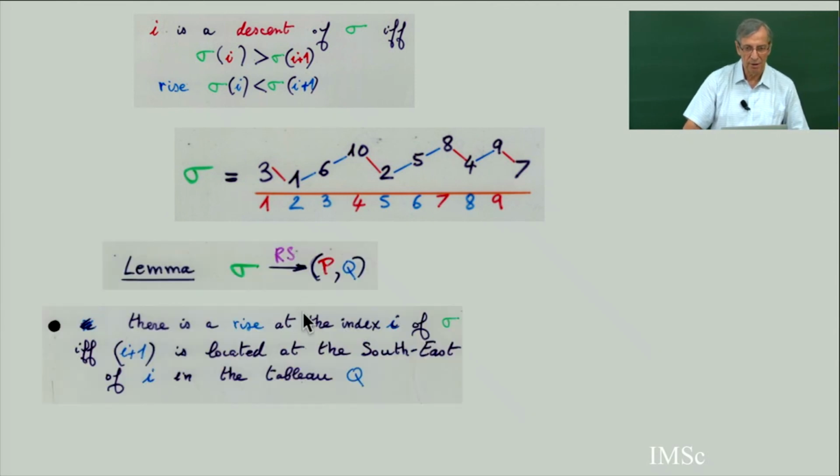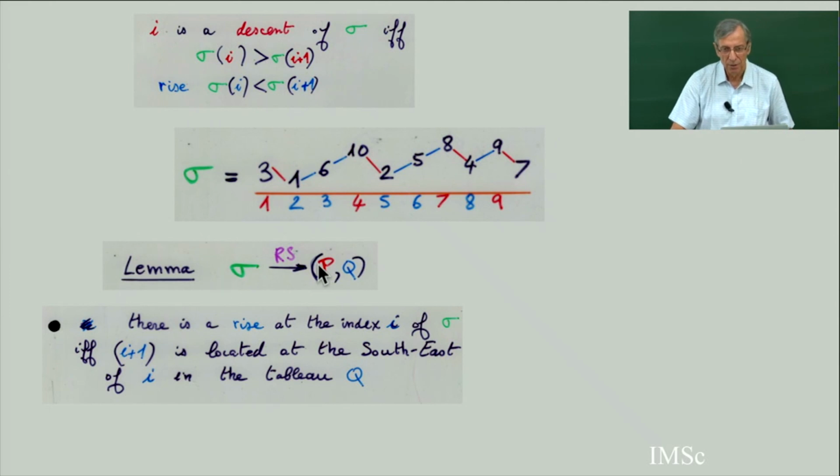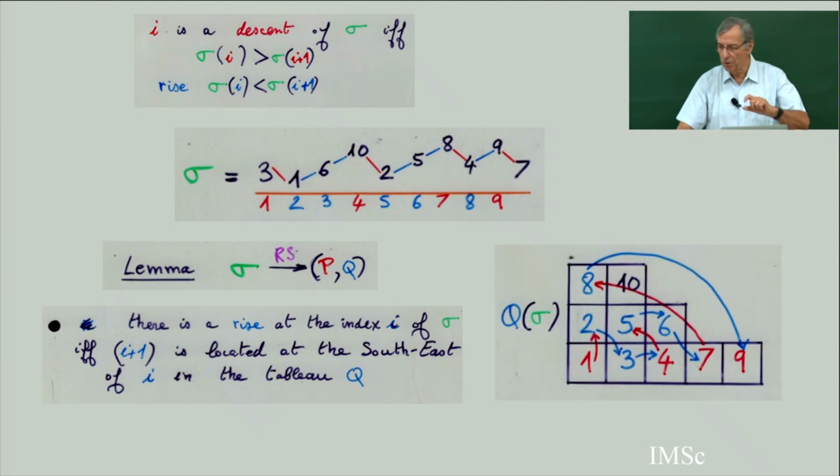And then you have the same theorem, the dual theorem: if you take the Robinson-Schensted correspondence, then there is a rise at the index i of sigma if and only if i+1 is located to the southeast of i in the tableau Q. So you can really read what we call the up-down sequence of the permutation, the sequence of indices with a rise or a descent. You can read it on the Young tableau, on the Q symbol.